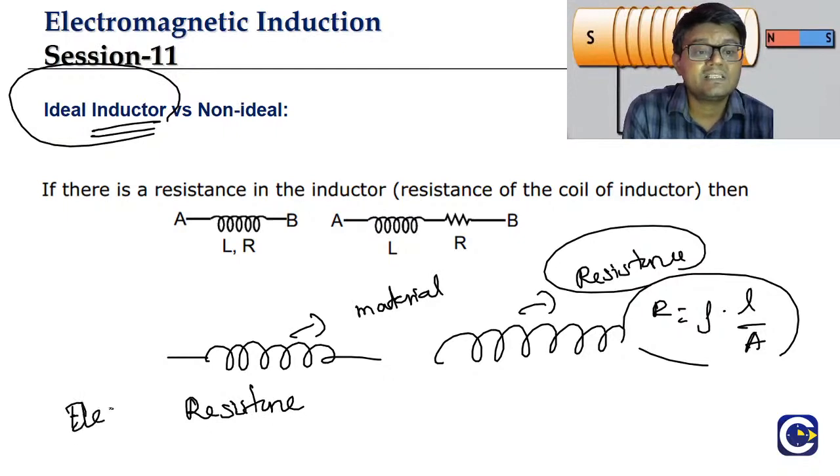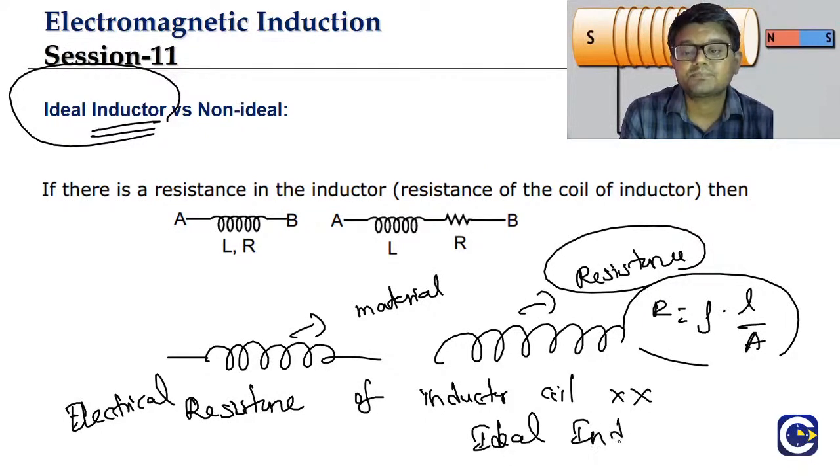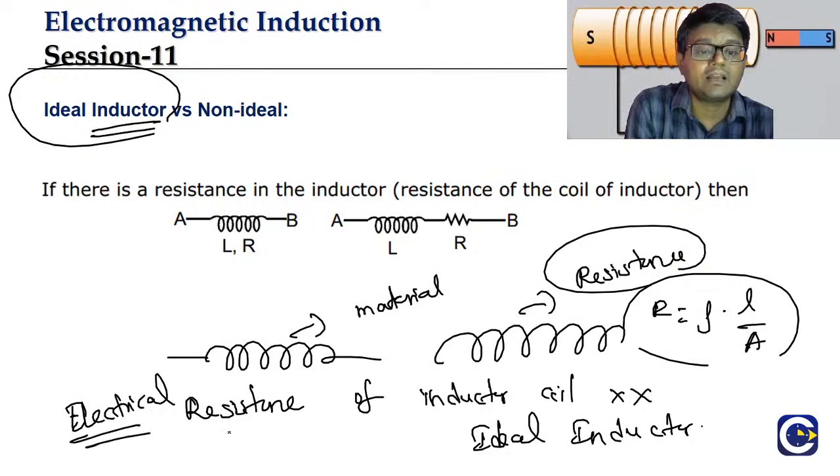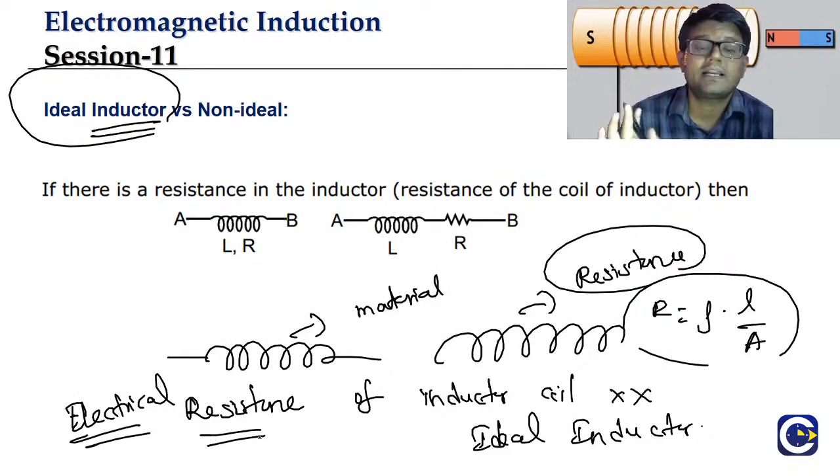When I say resistance, I am talking about the electrical resistance that will come from this formula. Electrical resistance of the inductor coil, right? We were not actually considering it. And such an inductor is what we will call an ideal inductor. In an ideal inductor, we assume that the wire used for making the inductor coil will not have any significant electrical resistance. That is what we call an ideal inductor.